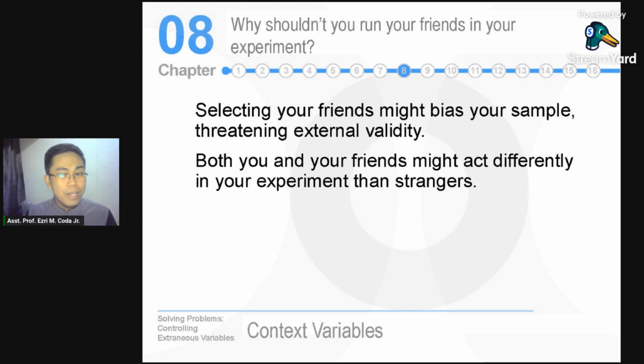So why shouldn't you run your friends in your experiment? Bakit bawal yung friends natin na gawing participants? Selecting your friends might bias your sample, threatening external validity. Both you and your friends might act differently in your experiment than strangers. Of course, kapag kilala mo yung participants mo, we would really act differently, especially compared to the strangers.